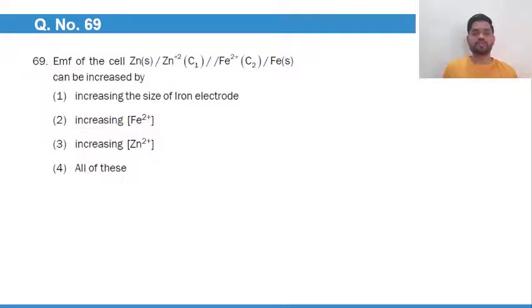Now, talking about question number 69. Okay, if we'll see question number 69, EMF of a cell, that is zinc solid in zinc 2 plus, this is the particular EMF of a cell.